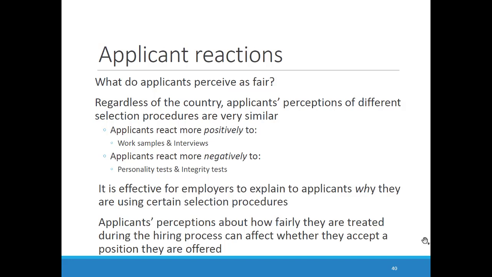It is effective for employers to explain to applicants why they are using certain selection procedures. So if it's not obvious, then the employer should make it clear as to why this is important and why it's related to performance on the job. And applicants' perceptions about how fairly they are treated during the hiring process can affect whether they accept a position that they are offered. So if they feel that they are treated unfairly during the hiring process, maybe they just won't even accept that position, and that's a losing situation for the organization that's looking to hire them. So it's important to keep these things in mind.